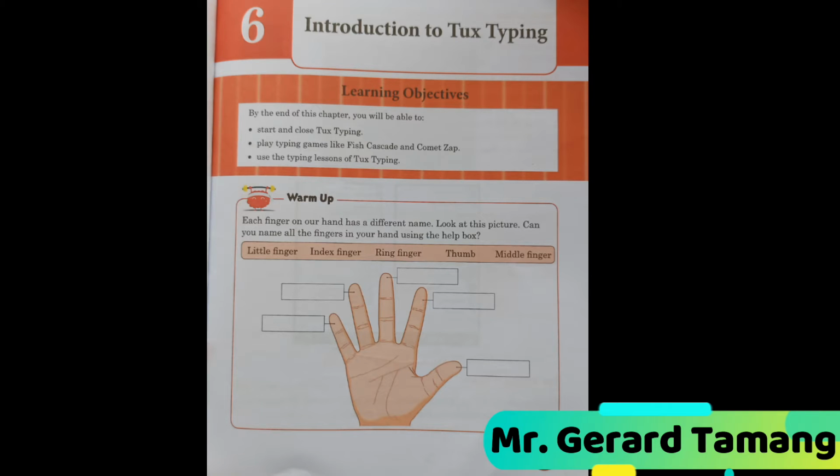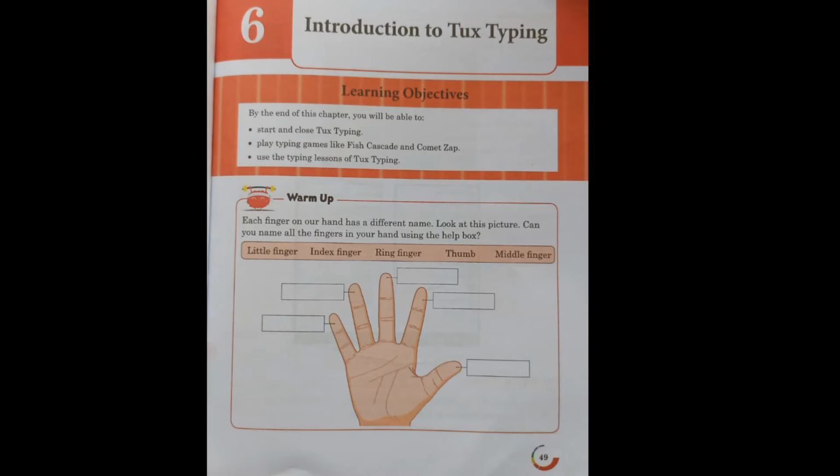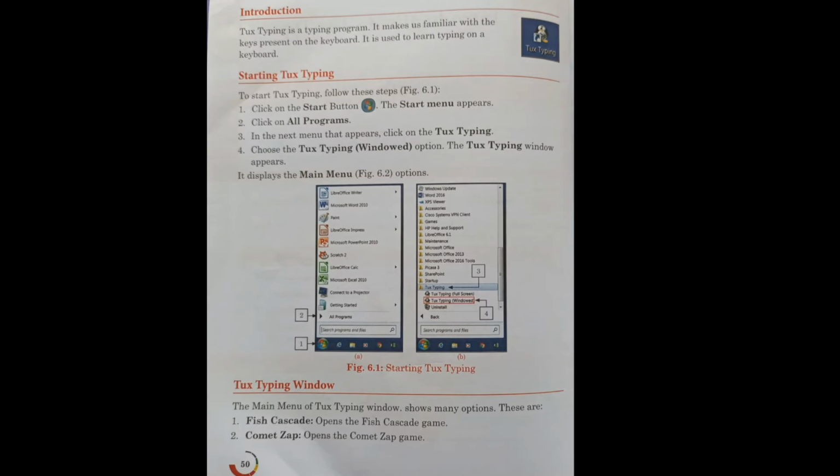Now, warm up. Each finger on your hand has a different name. Look at this picture. Can you name all the fingers in your hand using the help box? In the help box, is given little finger, index finger, ring finger, thumb, middle finger. Now you have to name these fingers: little finger, index finger, ring finger, thumb and middle finger. Now turn to page number 50.